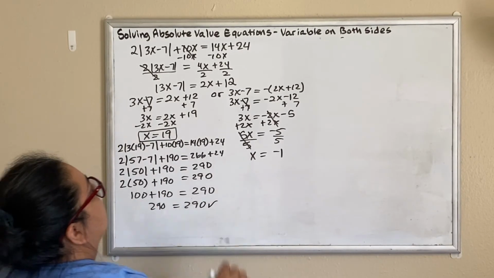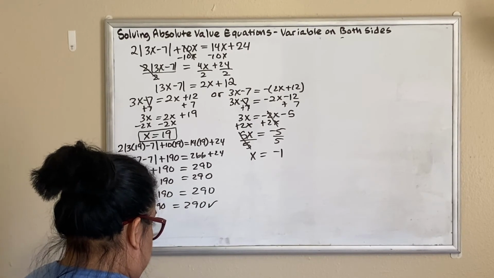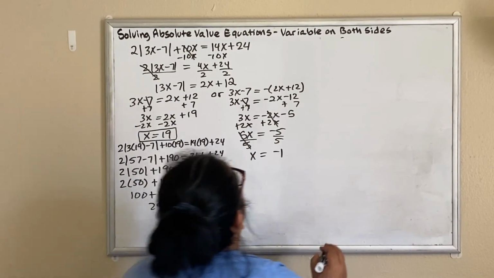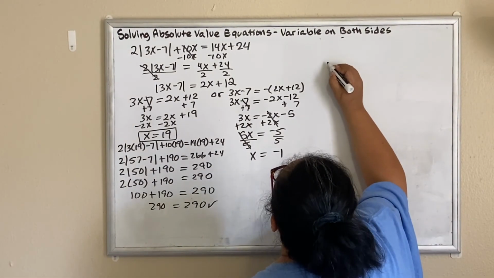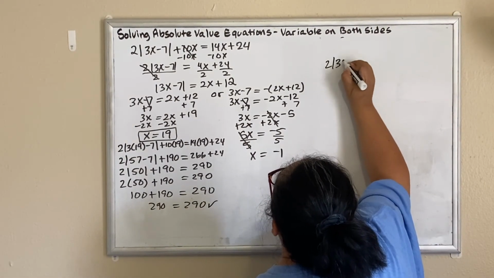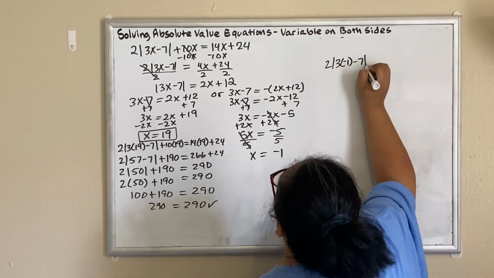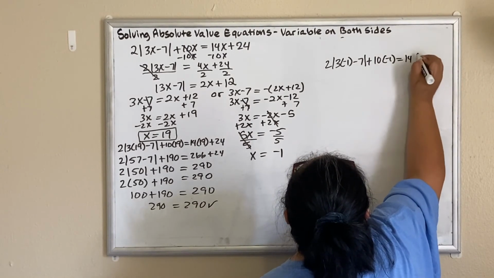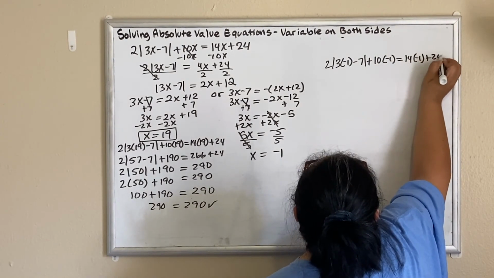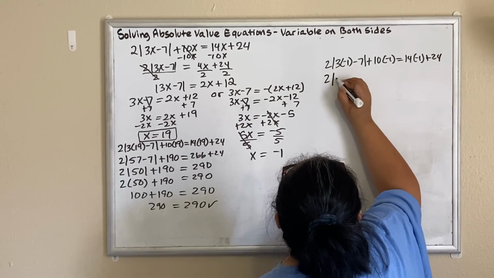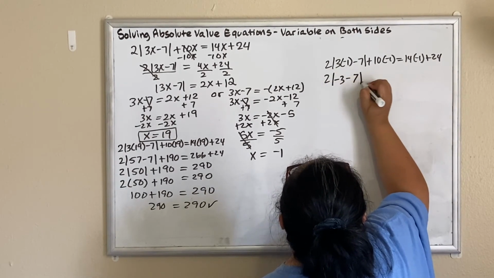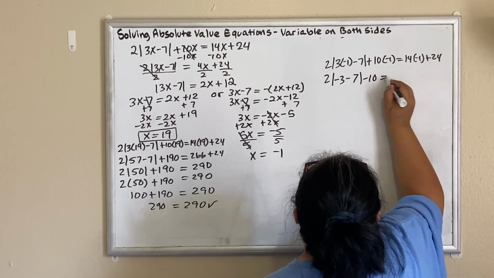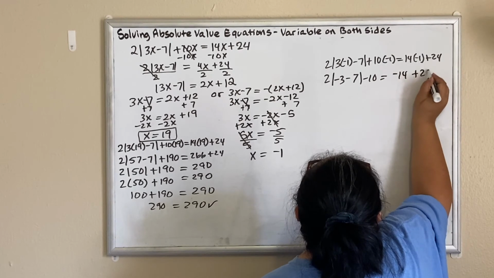So now we need to check negative 1. For negative 1, we're going to plug that into 2 times the absolute value of 3 times negative 1 minus 7 plus 10 times negative 1 equals 14 times negative 1 plus 24. So that's going to be 2 times the absolute value of negative 3 minus 7 plus 10 times negative 1, that's actually a minus 10, equals negative 14 plus 24.